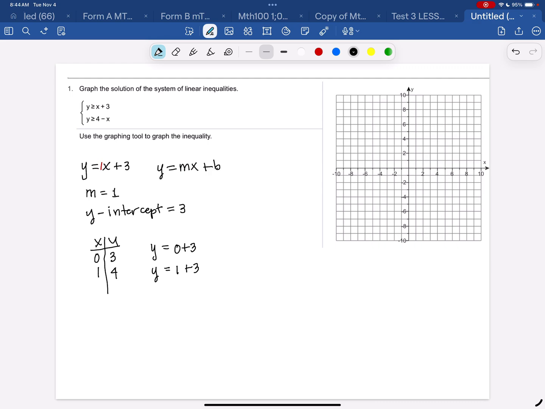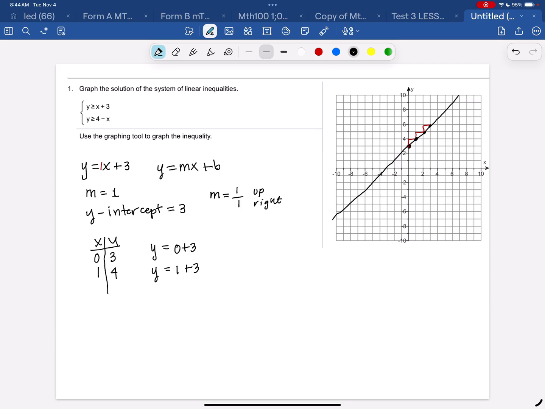So if my y-intercept is 3, and my slope is 1. Now remember, a slope of 1 is 1 over 1. That means up 1 and to the right 1. So we're going to rise 1 and run 1. So from this point, I'm going to go up 1 over 1, up 1 over 1, up 1 over 1. And these are additional points on my line. So I'm going to draw my line through those points.